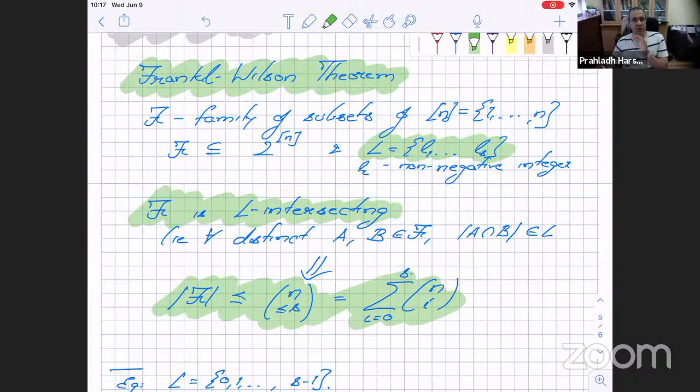Any questions on the statement of Frankl-Wilson? So we're going to show this by doing the other method. We want to put an upper bound on the size of f. The way we are going to use the polynomial method is we're going to build a function class on f itself and then talk about it.